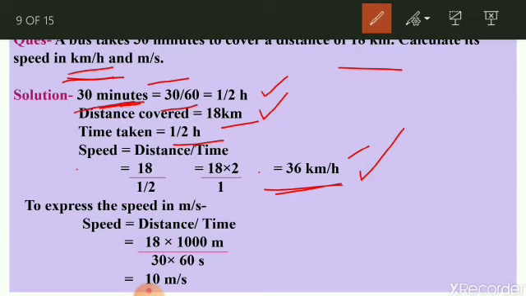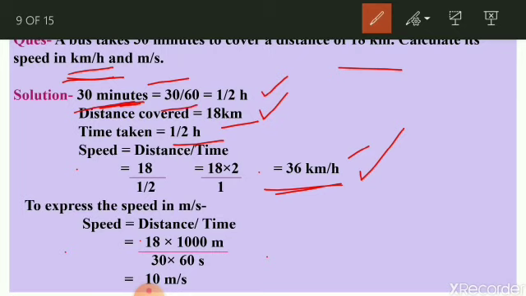Now we will find out the speed in meter per second. Here speed is equal to distance upon time. First of all we have to convert the 18 kilometer into meters, so we will multiply 18 into 1000. Then time is 30 minutes, and we have to convert that into seconds, so we will multiply 30 into 60. So 18 into 1000 upon 30 into 60 seconds.